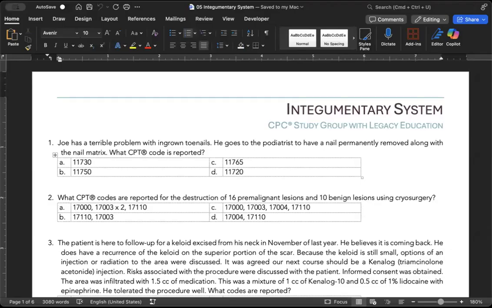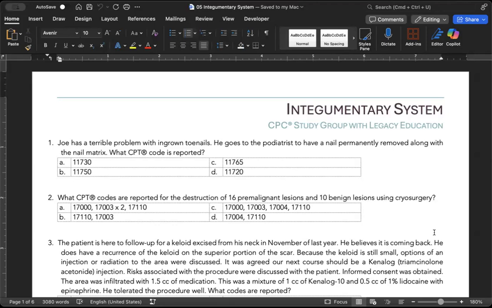All righty. So we are going to do integumentary system tonight. Well, let's just kind of jump in and start working on CPTs. So number one, Joe has a terrible problem with an ingrown toenail. He goes to the podiatrist to have a nail permanently removed along with the nail matrix.